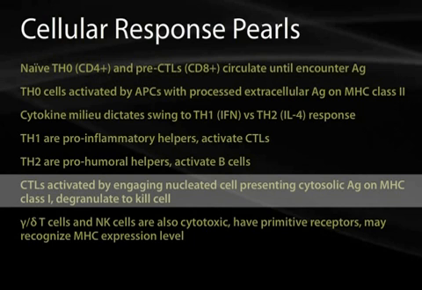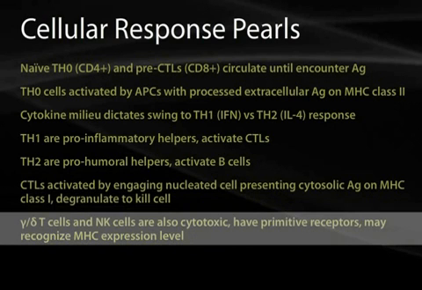CTLs, or CD8 T cells, are activated by engaging nucleated cells that are presenting cytosolic antigen on MHC class 1. And remember, their whole effector function is to kill cells through certain cytolytic enzymes that are involved in degranulation. Gamma delta T cells and NK cells are also cytotoxic. They have primitive receptors. They may recognize MHC expression level, as is the case with NK cells.